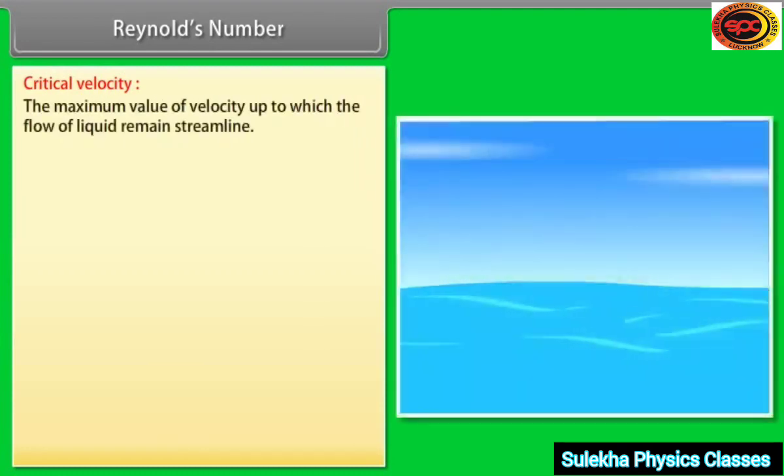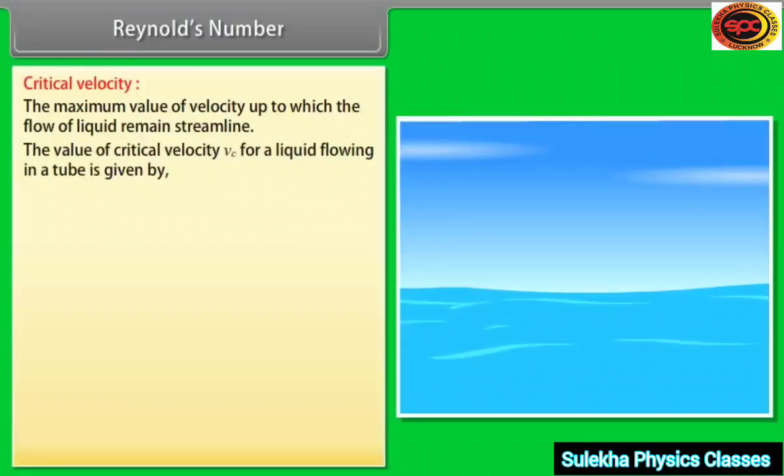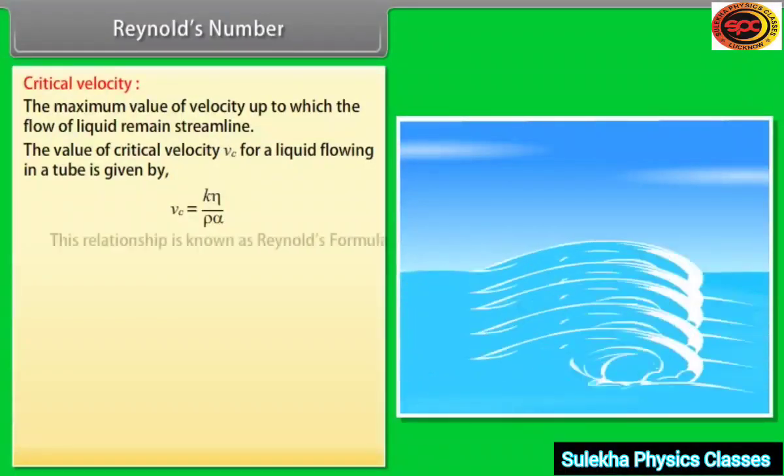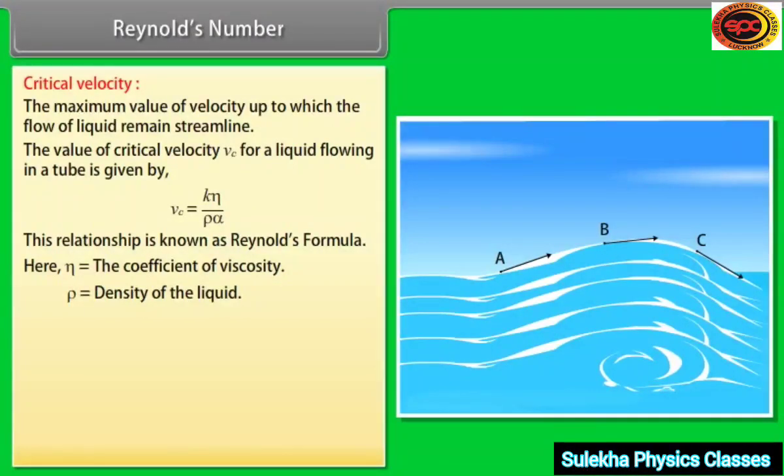Reynolds number. Critical velocity is the maximum value of velocity up to which the flow of liquid remains streamlined. The value of critical velocity Vc for a liquid flowing in a tube is equal to K into eta upon rho into alpha. This relationship is known as Reynolds formula. Here, eta is equal to the coefficient of viscosity, rho is equal to density of the liquid, alpha is equal to radius of the tube, K is equal to Reynolds number.